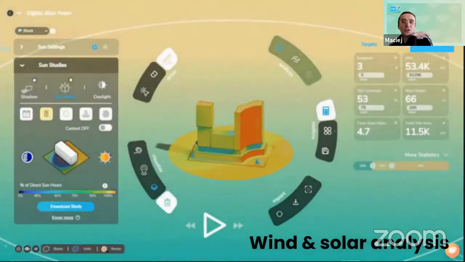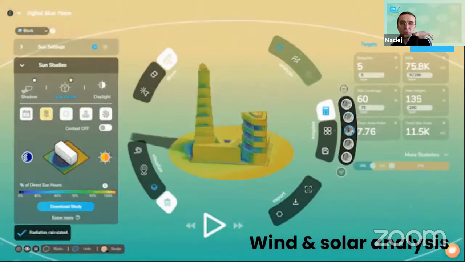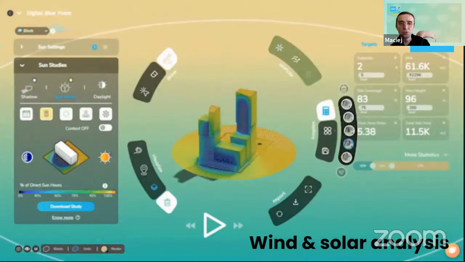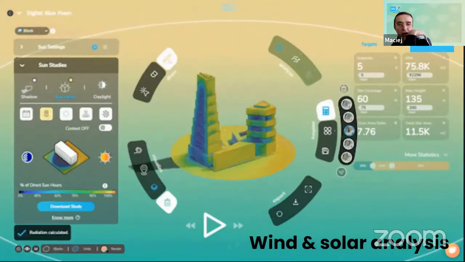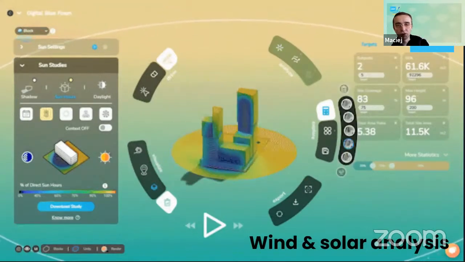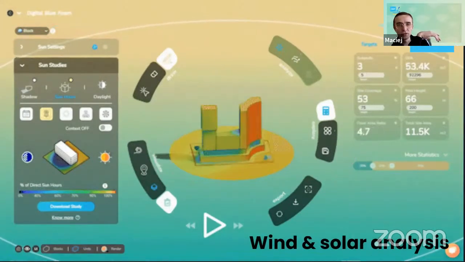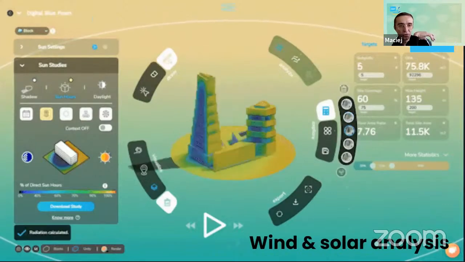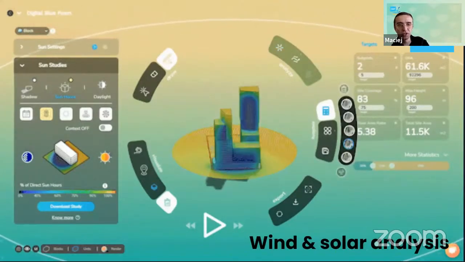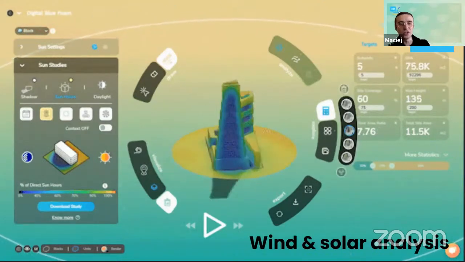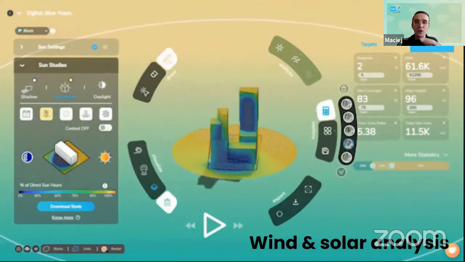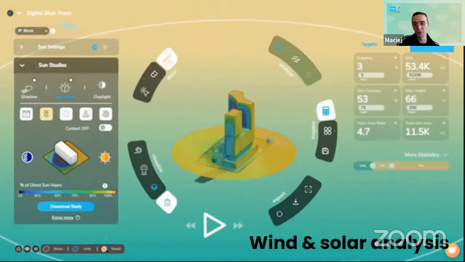And of course, you can play around, you can use this system to generate things which you can then play around with in our other analytical tools. Here you can see our 3D heat maps, which allow you to easily understand the solar and wind performance of the building.